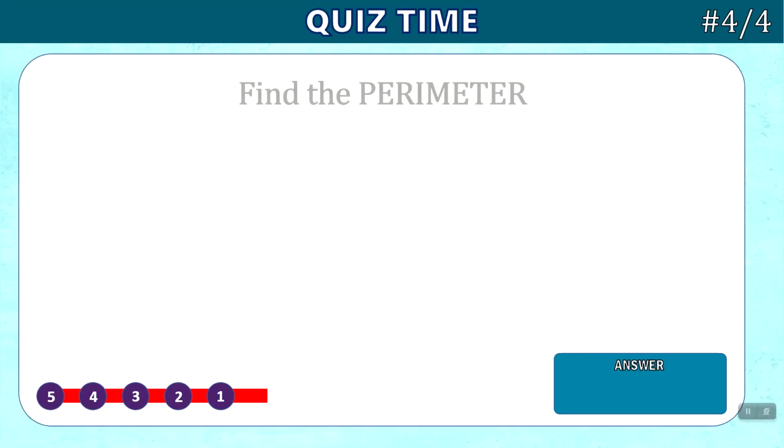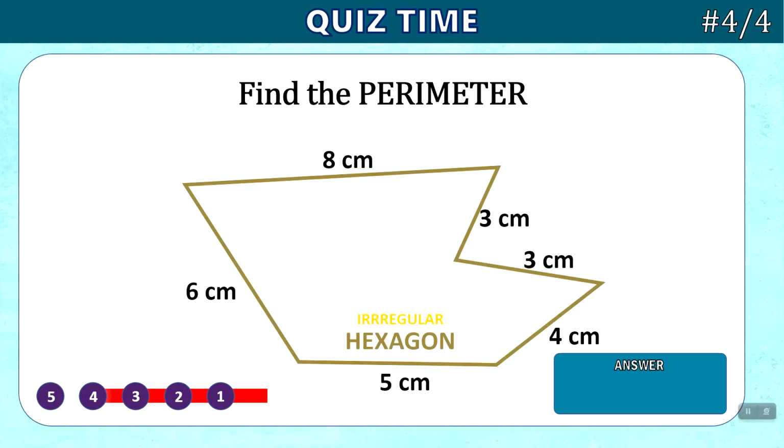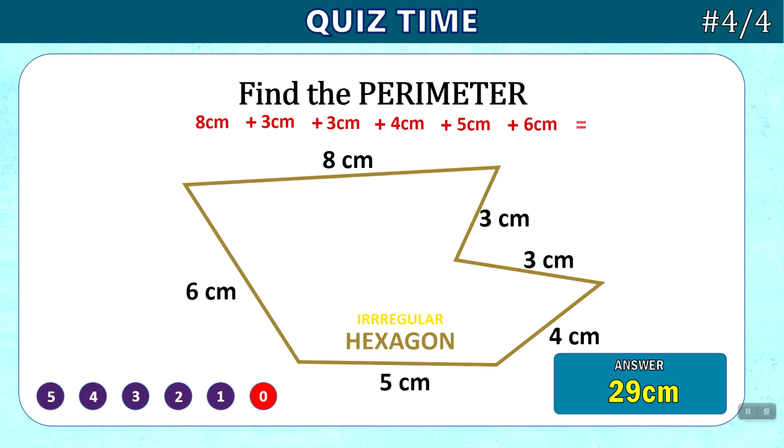Last one, find the perimeter. Time's up. The answer is 29 centimeters. This is an irregular hexagon, 6 sides. Each side has a different length, and so when we add them up, we get 8 plus 3 plus 3 plus 4 plus 5 plus 6 gives us 29 centimeters.